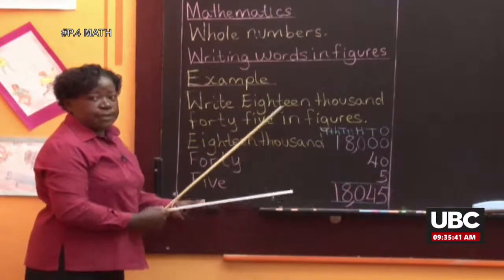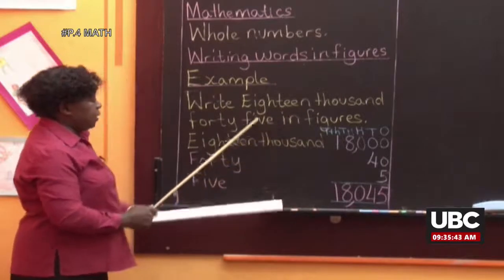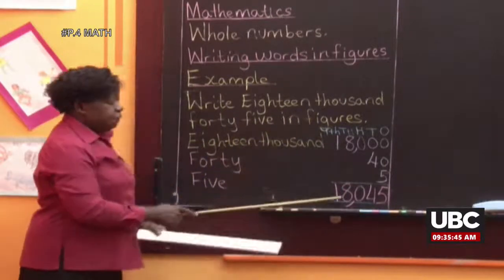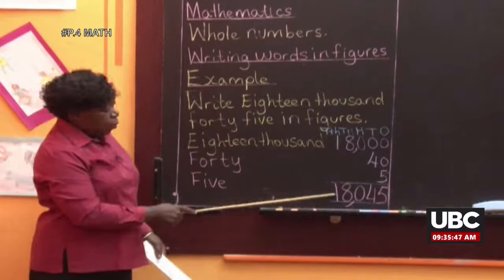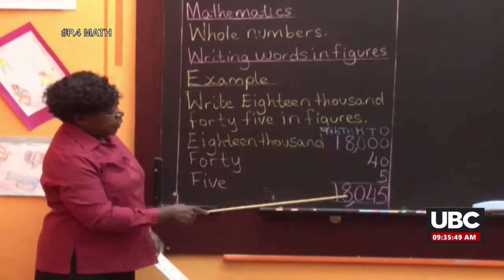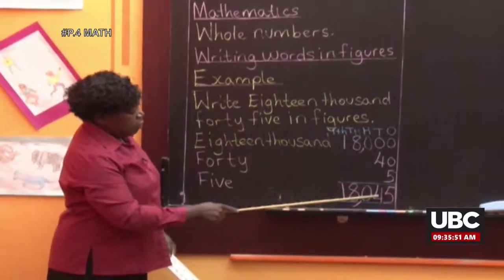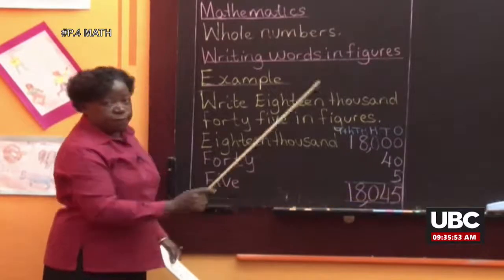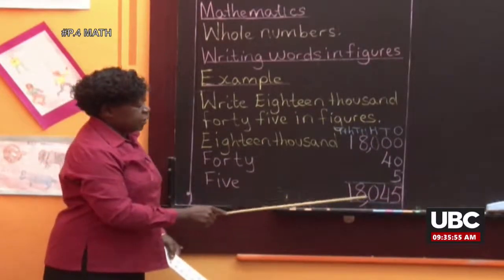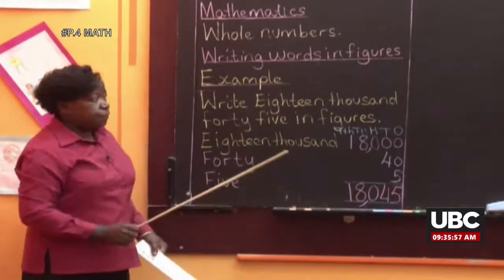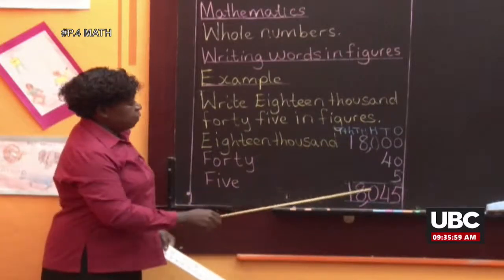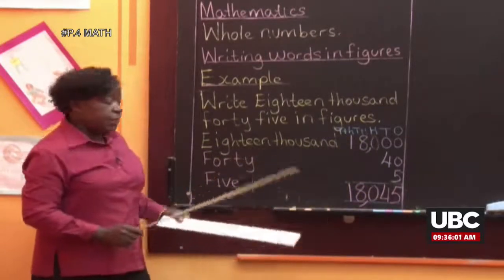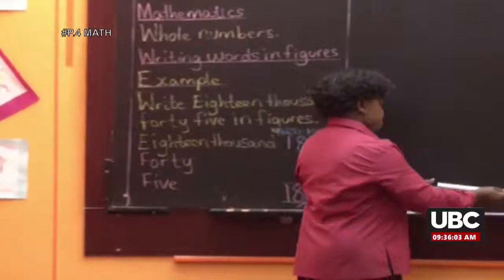18,045. 18,045 in words is this, and in figures it is 1, 8, 0, 4, 5. 18,045. Let's look at another one.